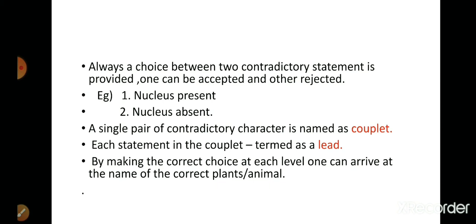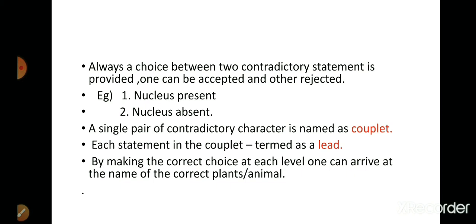Basically, a single pair of contradictory characters is named a couplet. Here you can see that nucleus present and nucleus absent are two statements. This single pair of contradictory characters is known as a couplet, where each statement in a couplet is termed a lead. That is, nucleus is present is one lead and nucleus is absent is the second lead. So a single pair of contradictory or opposite characters is named a couplet, where a single statement is known as a lead.